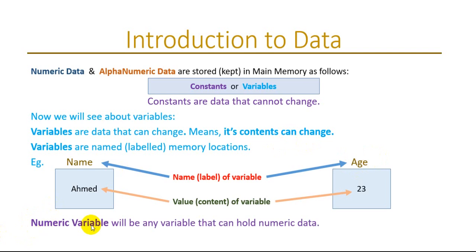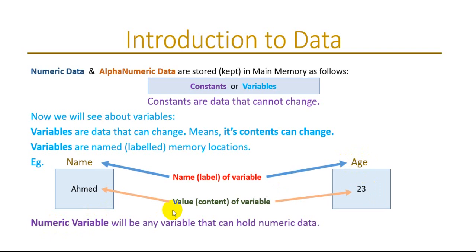So numeric variable, if you talk about numeric variable, will be any variable that can hold numeric data. For example, let's assume 23 is a numeric data, right? It's a number, so numeric constant. Okay, so the variable that is holding this numeric constant 23 is the variable called age, and therefore age is known as a numeric variable.